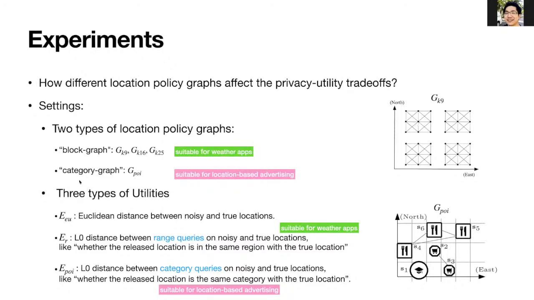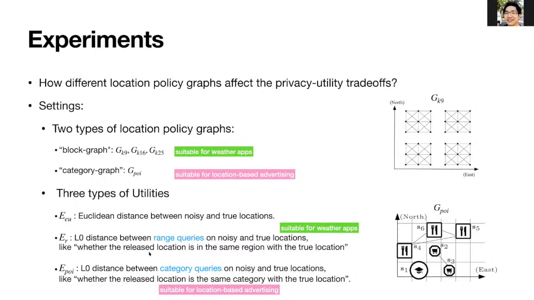And the second type of location policy graph is the category graph. In the red figure, you can see it is the same as we previously mentioned. It is very suitable for location-based advertising applications. And the first one is suitable for weather applications because you can always provide a noisy location in the same block as the true location. And for the utility, we also test three types of utility. The first one is the Euclidean distance between noisy and true locations. The second one, ER, is the L0 distance between the range query on noisy locations and true locations. It is suitable for weather apps.